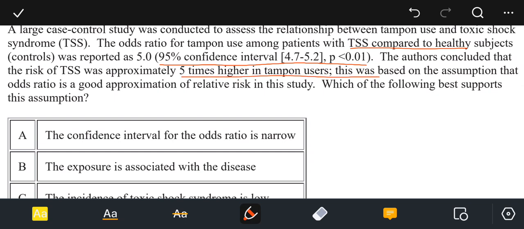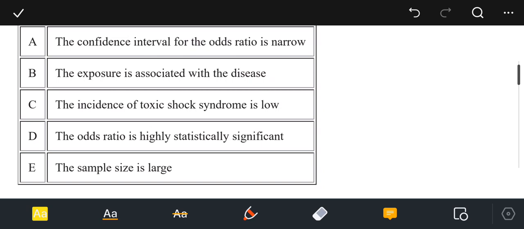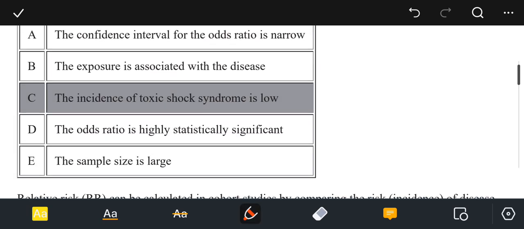This was based on the assumption that the odds ratio is a good approximation of the relative risk in this study. Which of the following best supports this assumption? The option of choice among the given options is option C. The incidence of toxic shock syndrome is low.